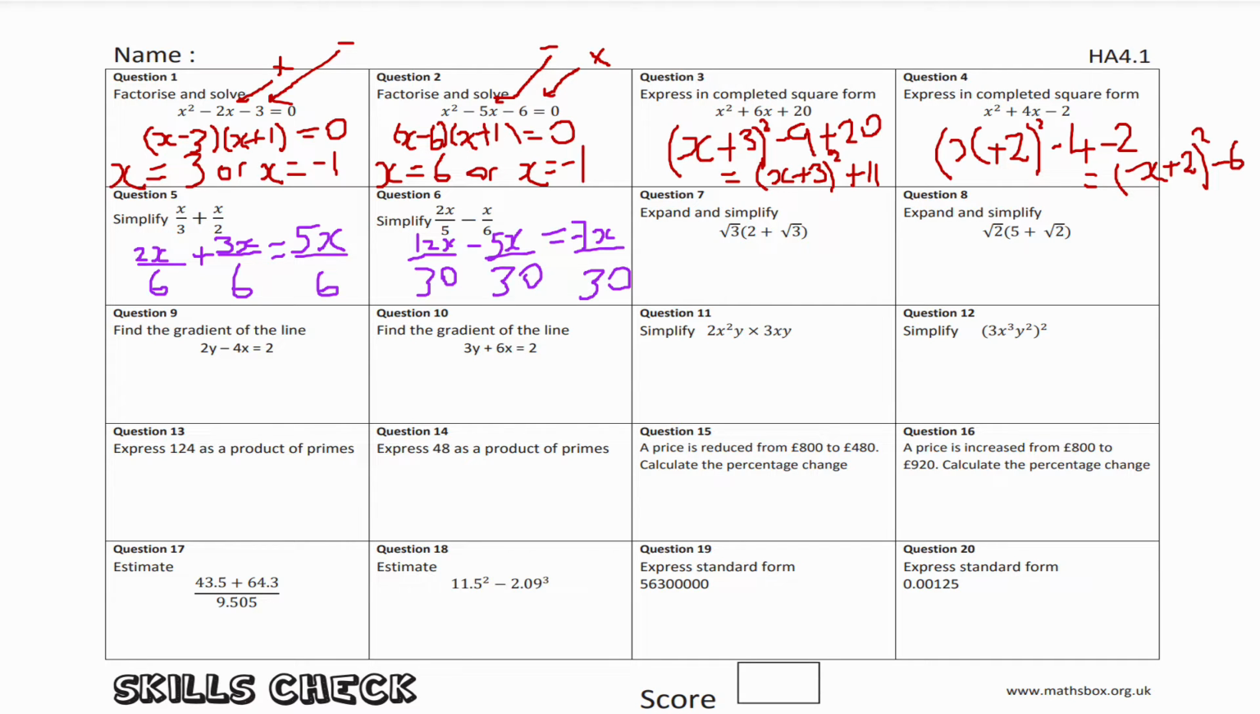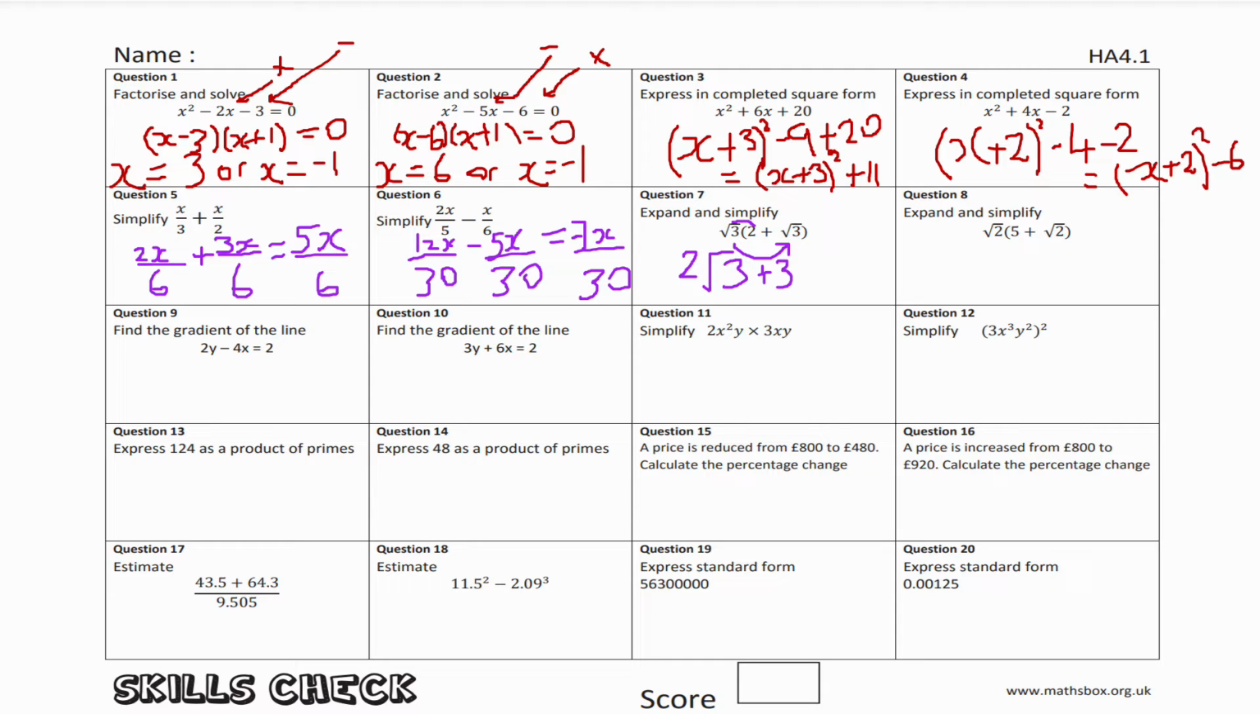Question number 7, expand and simplify this bracket involving surds. Root 3 times 2 is 2 root 3, and then root 3 times positive root 3 is positive root 9, which is just 3.